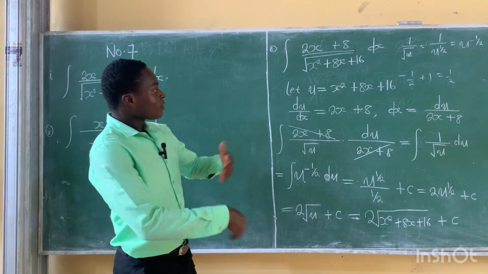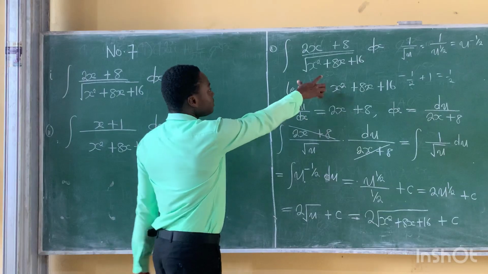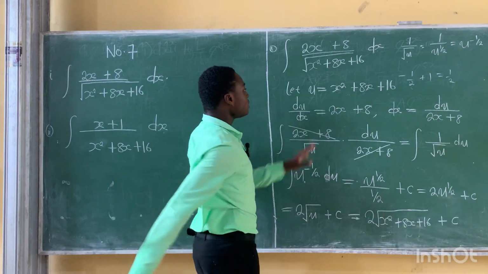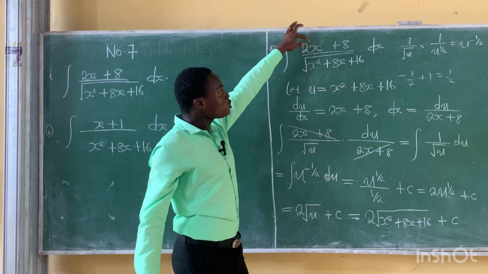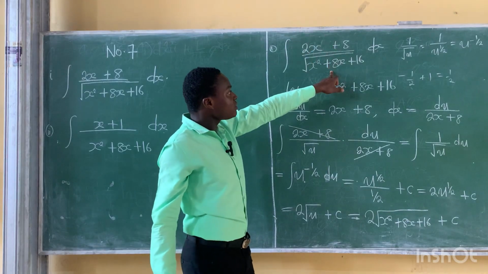So let's refresh back what we did. This is the given question. The first thing you have to do is observe that what you have as the numerator is the derivative of the denominator.